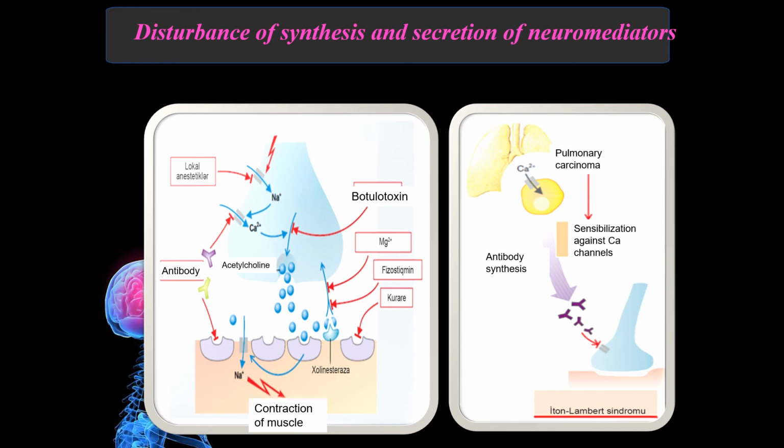For example, in some forms of lung cancer, tumor cells synthesize antibodies that disrupt the activity of calcium channels. These antibodies, blocking the calcium channels in the presynaptic membrane, prevent the release of acetylcholine from the granules into the synaptic cleft. This mechanism forms the basis for the development of Eaton-Lambert syndrome.